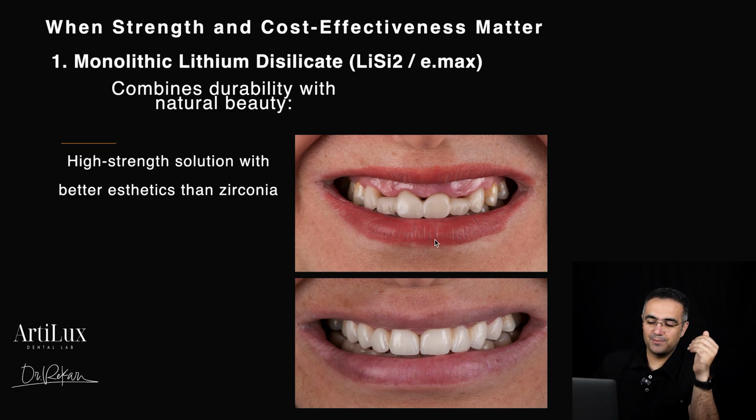And at the same time, I need strength. But as I see in this case, we don't need a very strong material. So I used the lithium disilicate monolithic restoration. So this is the full contour monolithic restoration.